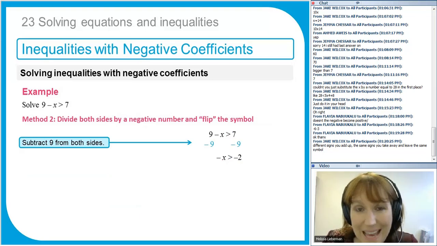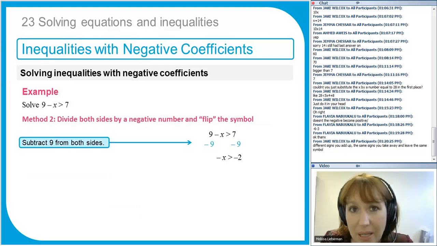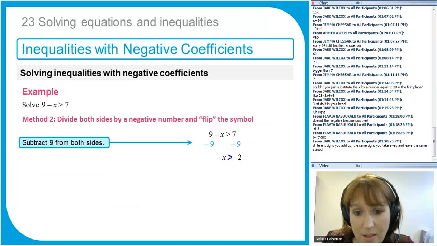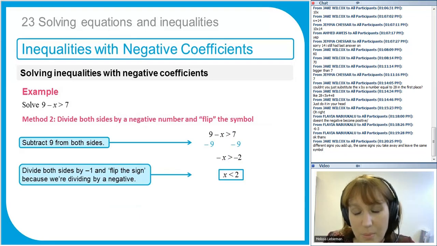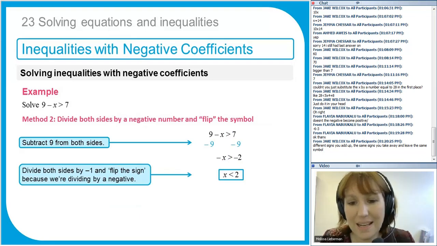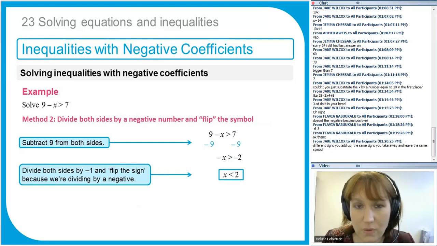Now the only way to get x on its own is to divide both sides by -1. But because I'm dividing by a negative number, I need to change the direction of the sign. So this sign is going to become this sign. Then divide both sides by -1, or multiply both sides by -1, same thing. So x is less than 2. We get the same answer. Just use whichever method you find easiest. And fingers crossed, if you're doing foundation tier, you won't come across a problem like this. But it's better you know that rule just in case.